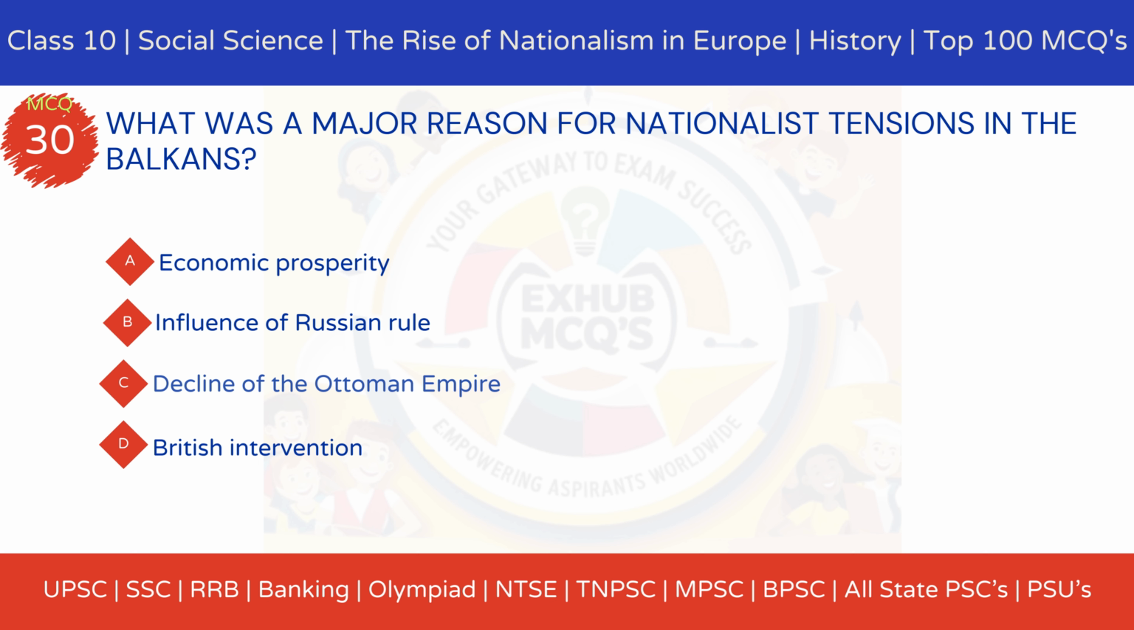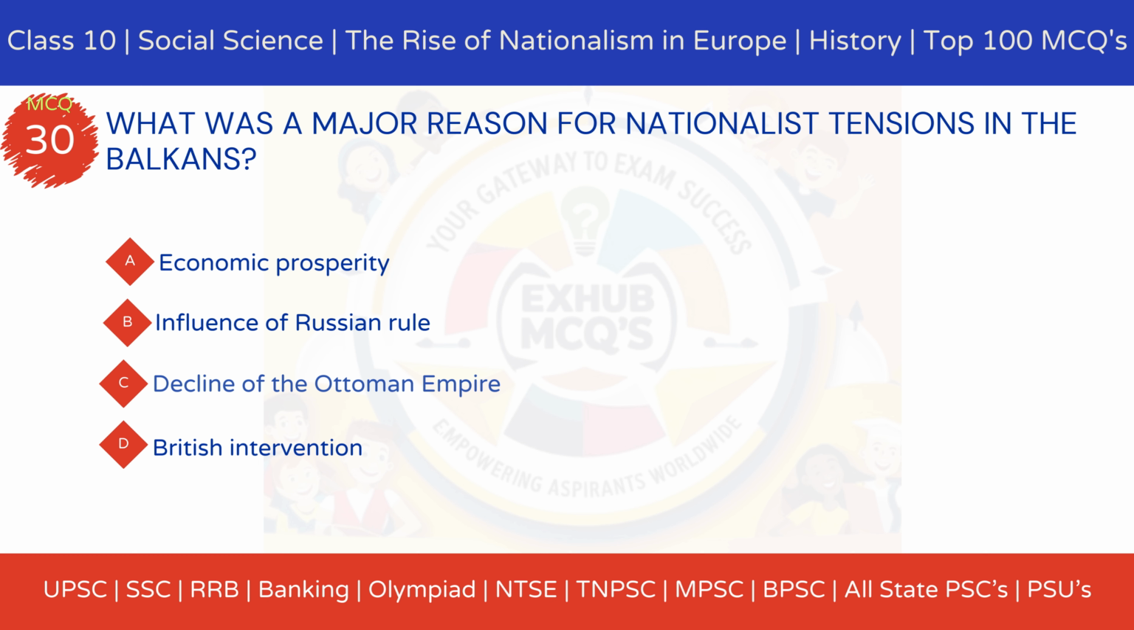The correct answer is option C. Decline of the Ottoman Empire. Explanation. The weakening Ottoman Empire led to nationalist uprisings among Balkan ethnic groups. Rivalries among European powers further fueled conflicts, making the region a hotbed of nationalist tensions, eventually contributing to World War I.